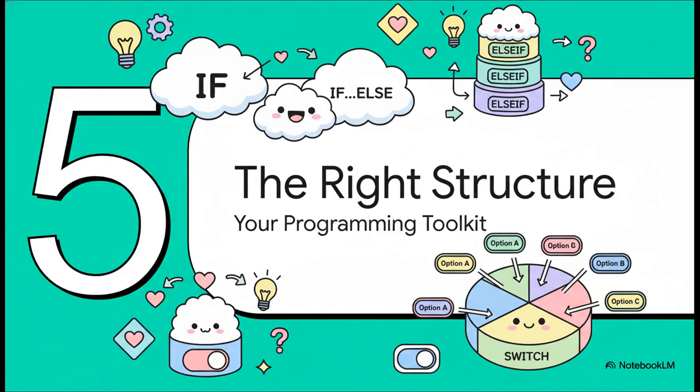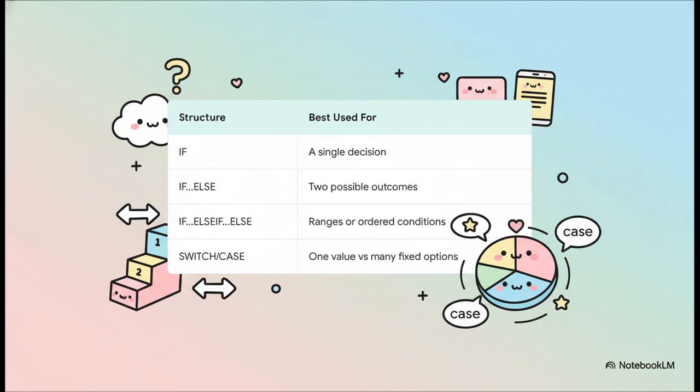All right, let's take a breath. We've got if else, the whole if-else if chain, and switch. That's our toolkit. But knowing what the tools do is only half the battle, right? The real skill of a great programmer is knowing which tool to pull out for the right job. Think of this table as your cheat sheet.